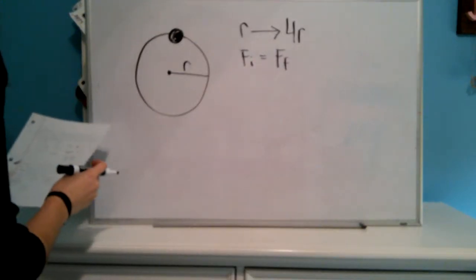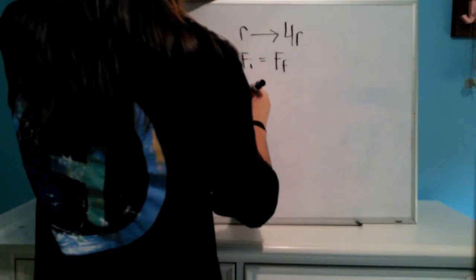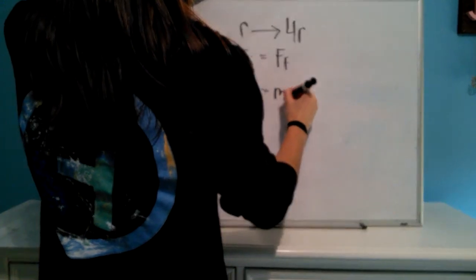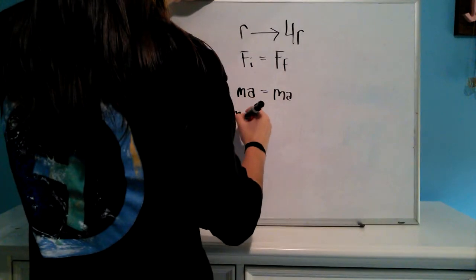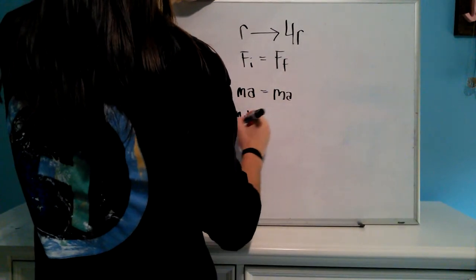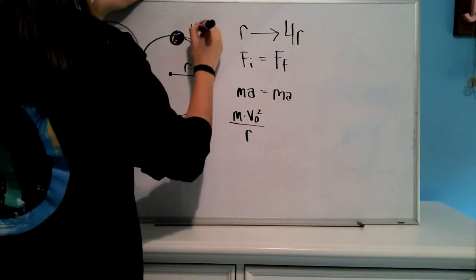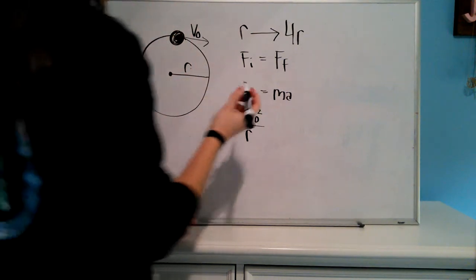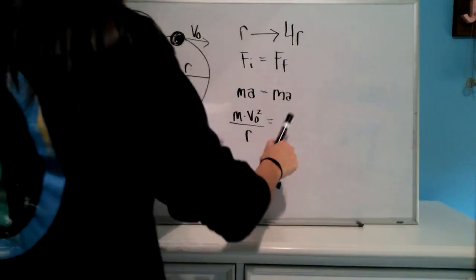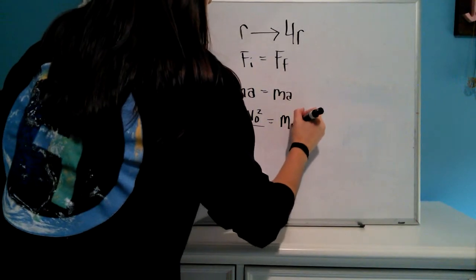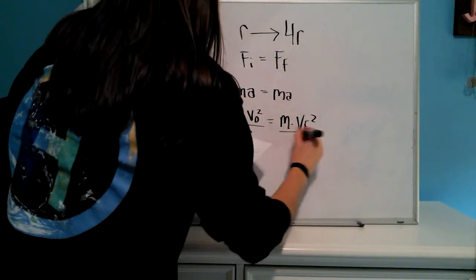We know that the force initial is just mass times acceleration. And we know that our initial acceleration is just going to be your initial tangential velocity squared over r. And I'm going to say that this is your initial velocity. On the other side of the equation, I'm going to have mass times my final velocity squared over 4r.